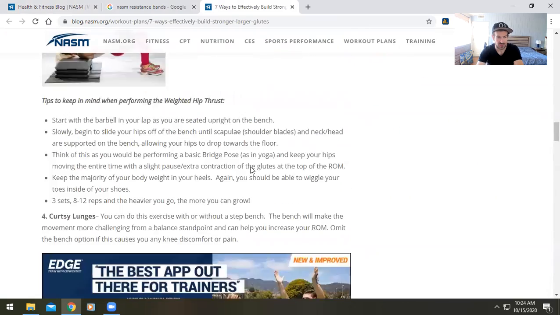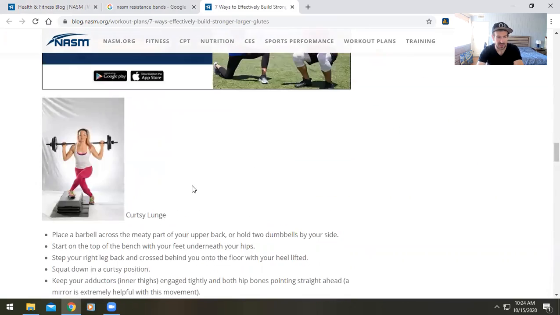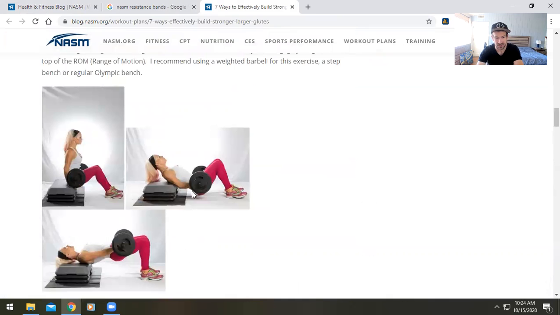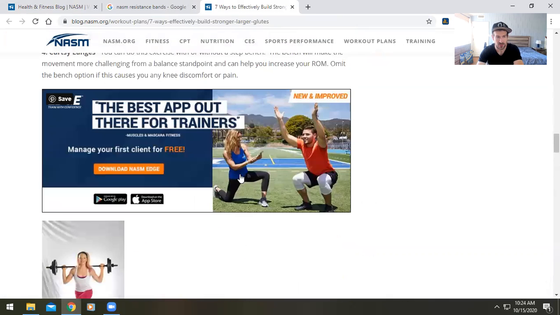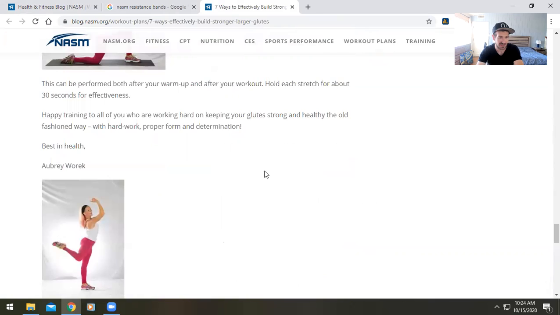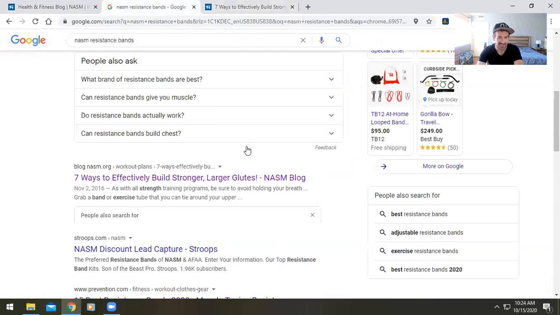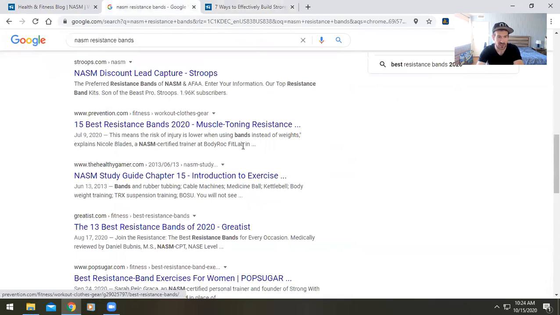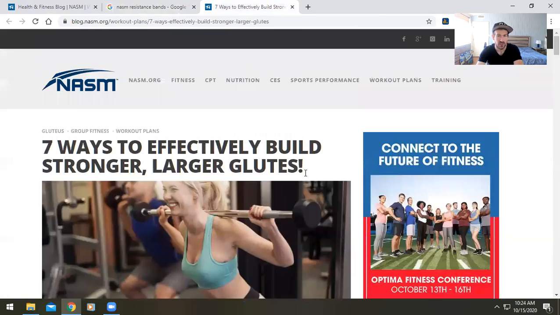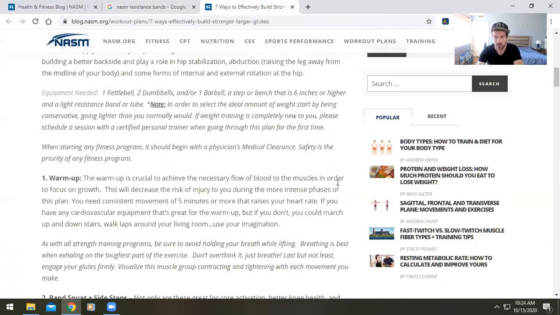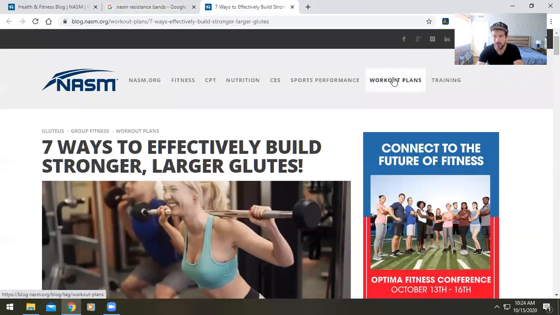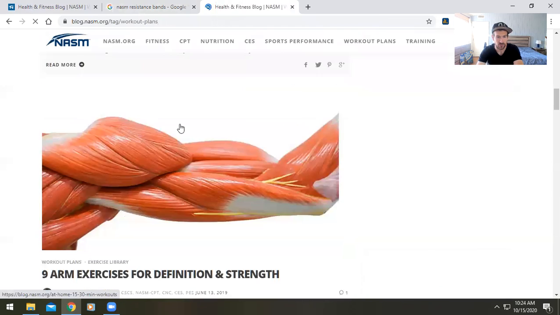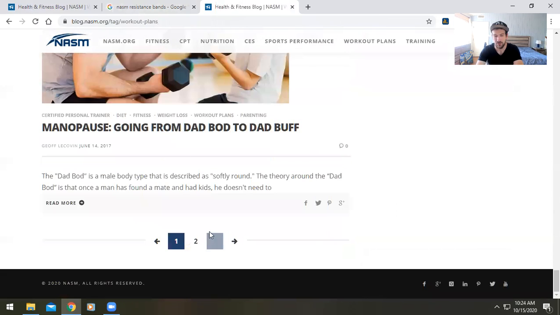Well, take a look right here. They got a whole lower body day. A lot of these are like little dumbbells and stuff, but they're using resistance bands. Yeah, this is basically a big glute workout. But check out their blog. They have a lot of really, really good workout plans out there. And they're all just on blog posts, so you kind of got to flip through them.